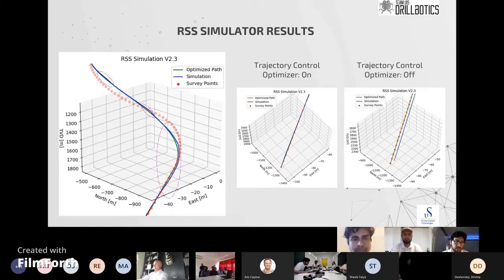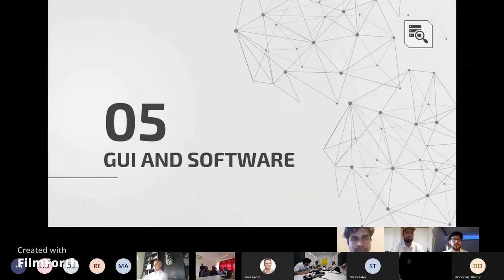And this is due to the fact that the corrections during the simulation, like for example here, return to the planned well path.